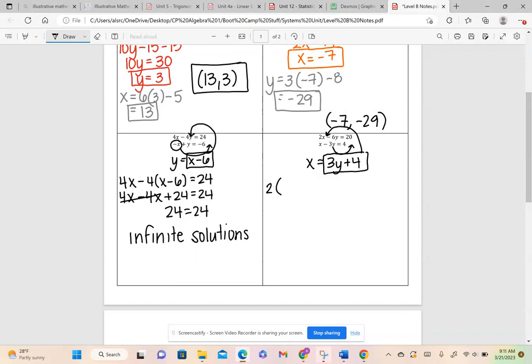So 2 times 3y plus 4 minus 6y equals 20. Distribute. So 6y plus 8 minus 6y equals 20. Those y's cancel again. Does 8 equal 20? Never. That means there's no solution. Those lines are parallel.